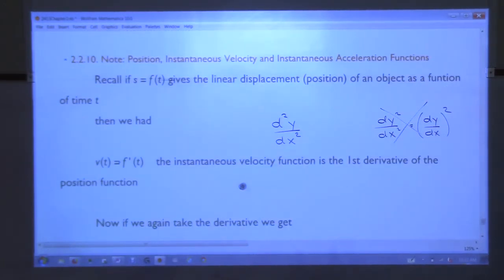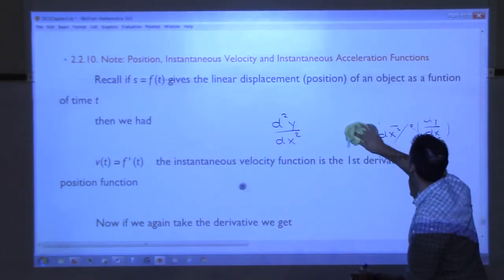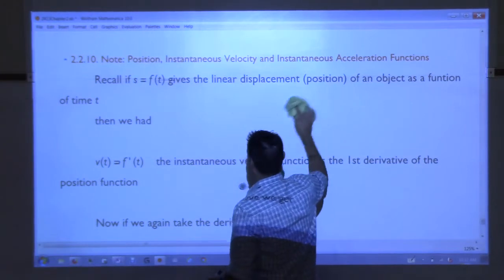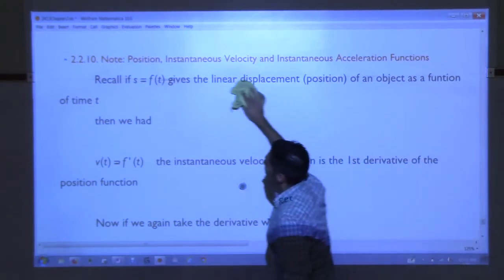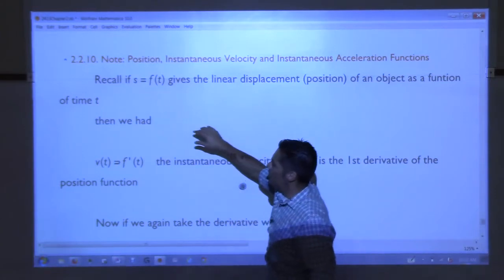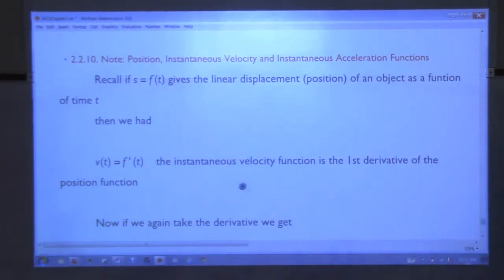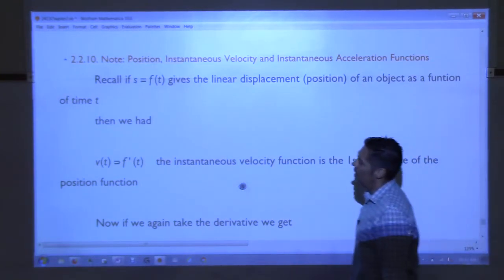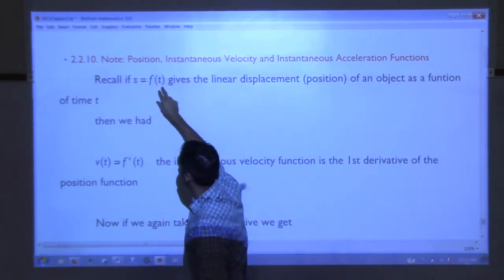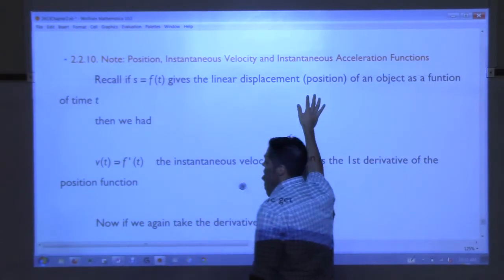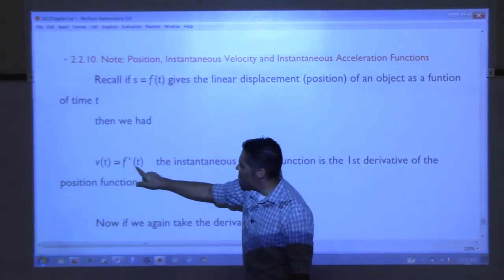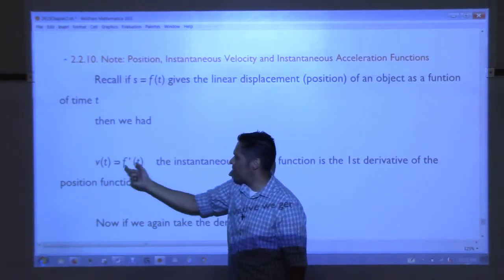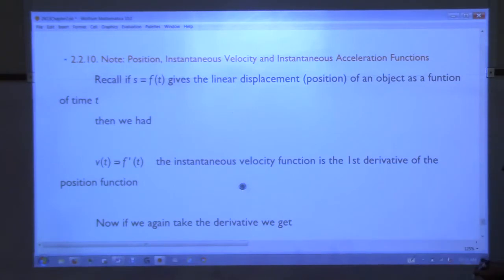All right, so we've seen, or at least I've told you, that if you're given a position function, the first derivative gives you speed. So if you have a position function, s equals f of t, the linear displacement or position of an object as a function of time, then the first derivative of the function is your velocity function. So this creates a velocity function, instantaneous velocity. Now, if we take the derivative again, that means if you take the derivative of the velocity function, what are we going to get?